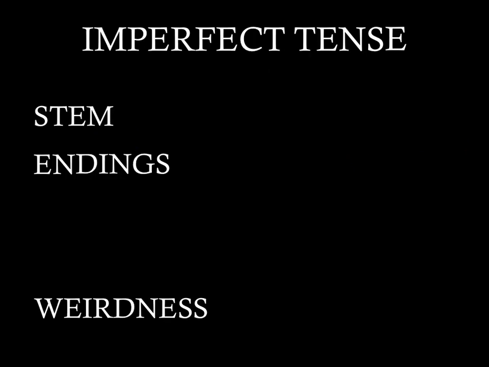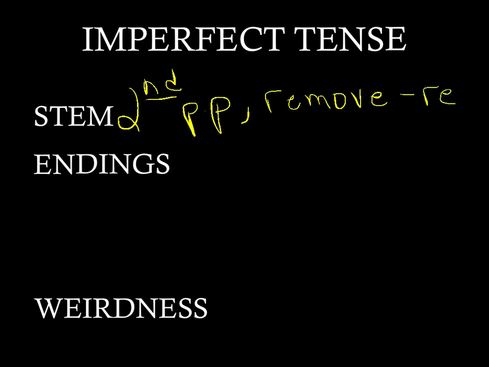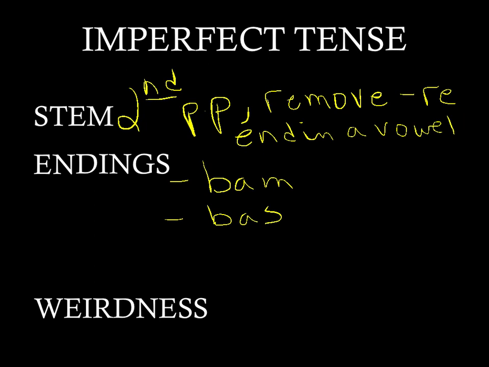So as I mentioned before, the stem for the imperfect tense is the same as for the present tense. So you go to the second principal part, the second form of the verb, and you remove the RE. This is what's called the present stem, so it's going to be the exact same stem. The stem is always going to end in a vowel, so you got to keep that in mind. The endings are bam, bas, bat, and then bant in the plural. We'll fill in these two forms in a few chapters. So bam, bas, bat, bant.